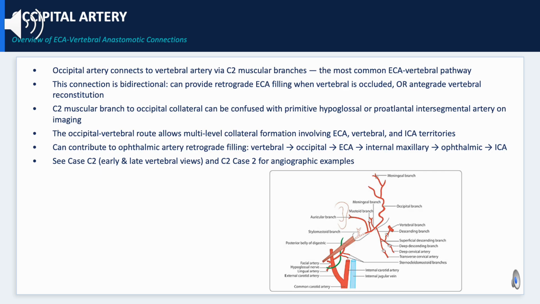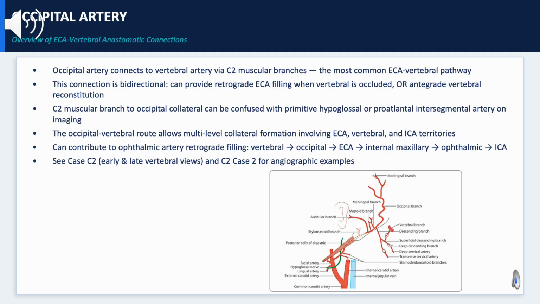The occipital vertebral anastomosis at C2 is the most important extracranial collateral for the posterior circulation. Understanding the bidirectionality of this connection is critical. Normally, the occipital artery flows outward from the ECA. In vertebral artery stenosis or occlusion, the flow reverses and the occipital artery fills the vertebral artery retrograde. The multi-level consequence is profound. Occipital ECA, internal maxillary, ophthalmic, ICA can reconstitute the intracranial ICA from the vertebral via a completely extracranial chain.